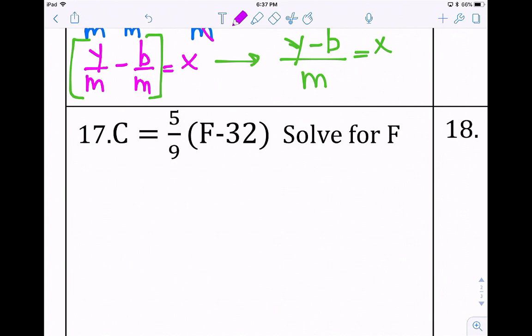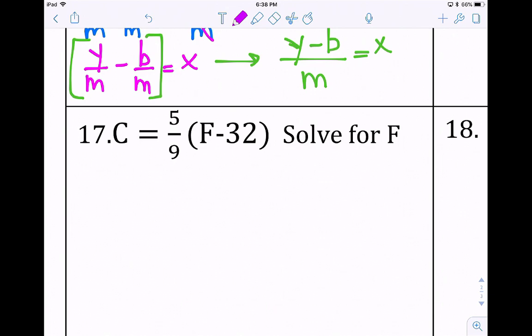A lot of students right here would distribute, right? Because they're trying to simplify. Well, we don't really want to distribute because then we actually attach that 5/9 to the f. And we don't want to do that. We're trying to get f by itself, so that's defeating the purpose of isolating f. So I'm not going to distribute.